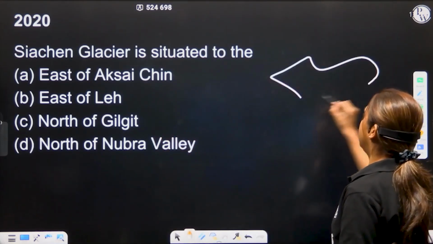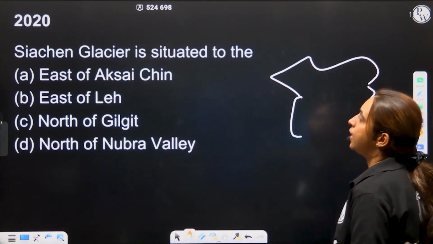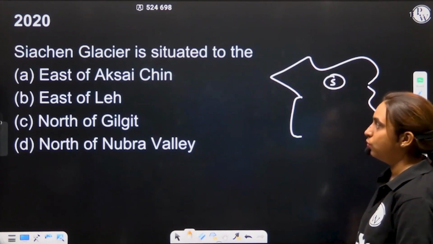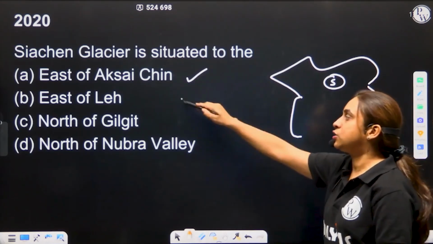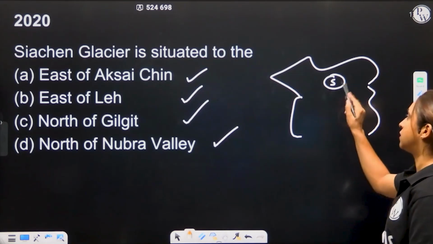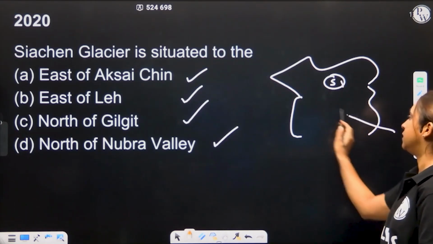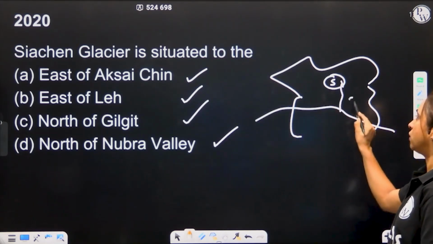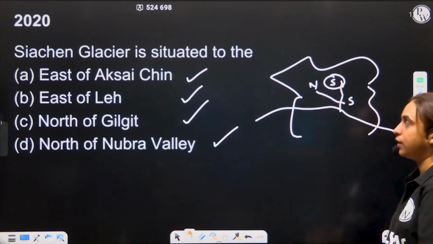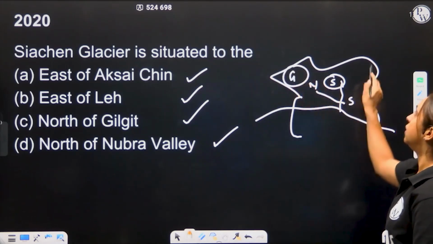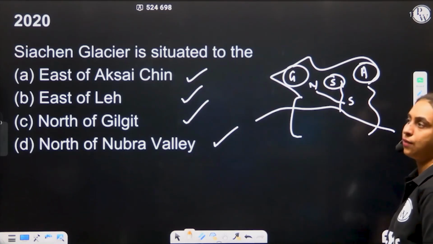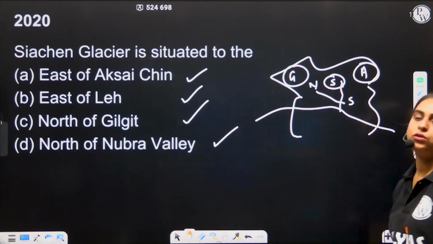I'm drawing the map of Kashmir and Ladakh. It says that Siachen Glacier is situated to the east of Aksai, the east of Leh, the north of Gilgit, or the north of Nubra Valley. So this is your Siachen. You have, let's say, Indus moving here. One of them is the Shyok River and you have the Nubra River. So the Siachen is to the, and if I say this is Gilgit here, this is Aksai. So is it to the east of Aksai? Is it to the east of Leh? Is it to the north of Gilgit, or is it to the north of Nubra Valley?